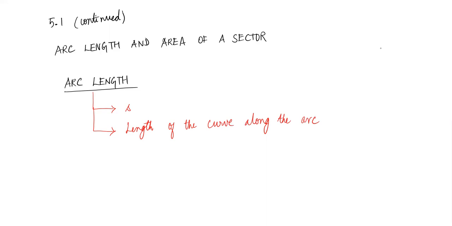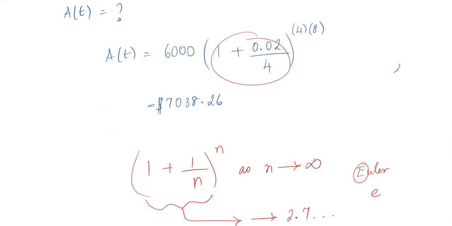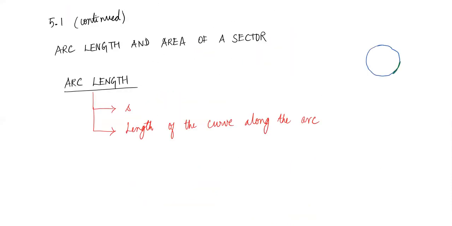So you can think of the outline of the circle, right? So that is the curve. And if you are considering a portion of it, that would be called the arc. And if you consider this portion, that's an arc. So for arc length, you're trying to find the length of this arc.